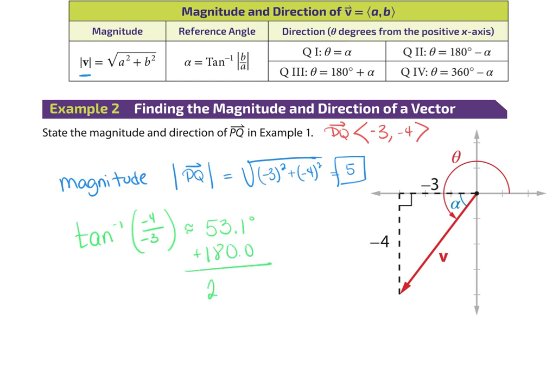So the movement here, the direction, is 233.1 degrees. That is the second part of this question.